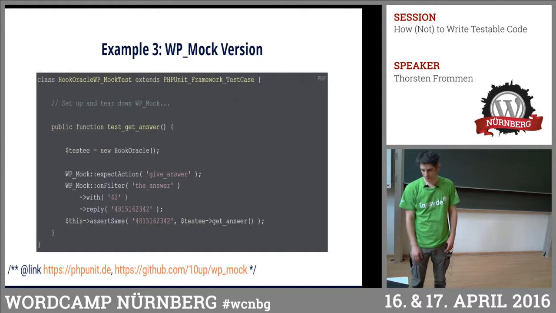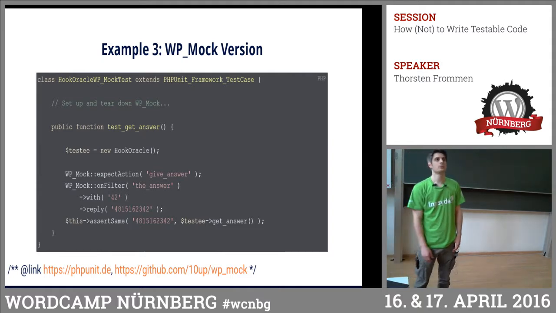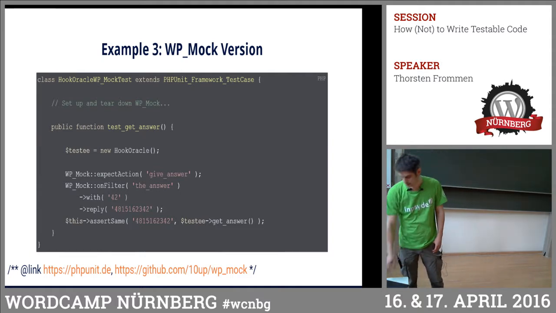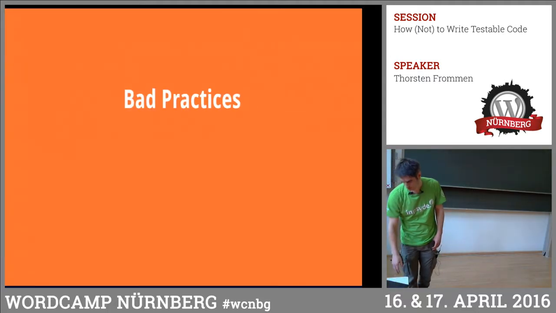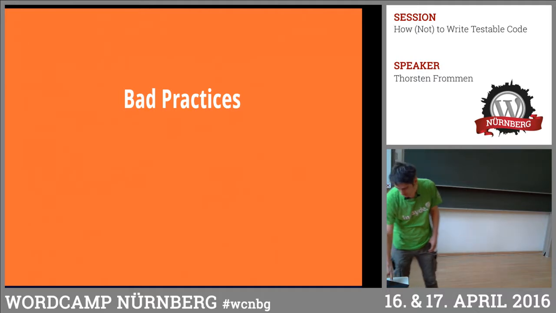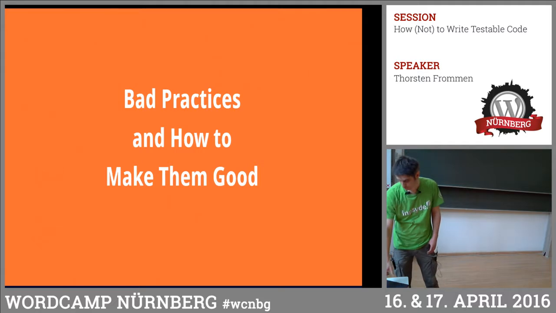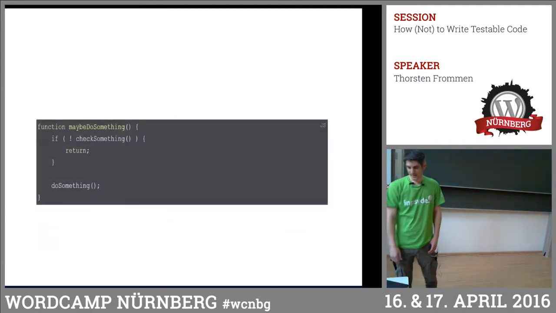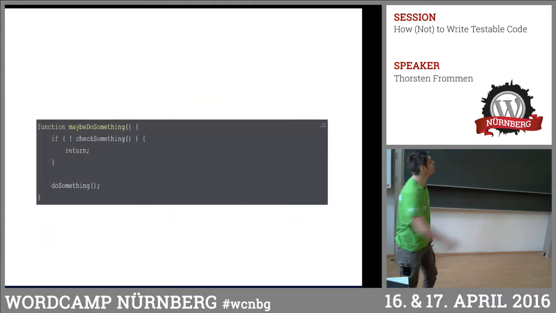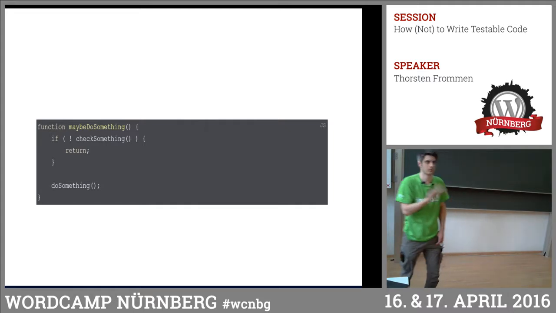Here's the WP_Mock version. Okay, just examples of what unit testing means. So let's come to bad practices now. But showing bad practices alone is not so good, so I'm also showing how to make them good. If that's the function, you can see on the top right corner of the code block what language that is. If that's not obvious, I'm switching between PHP and JavaScript.